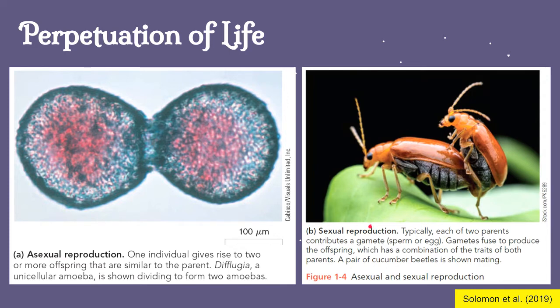Sexual reproduction, on the other hand, usually has two parents who contribute their gametes. So the father will be the one to contribute the sperm cell, then the mother will be the one to contribute the egg cell. So gametes, those are your sex cells, fuse to produce the offspring. And because of having two sources of gametes, this results in a genetic combination of the traits of both parents. Okay, genetic combination of both parents. So these are the two major types of reproduction.